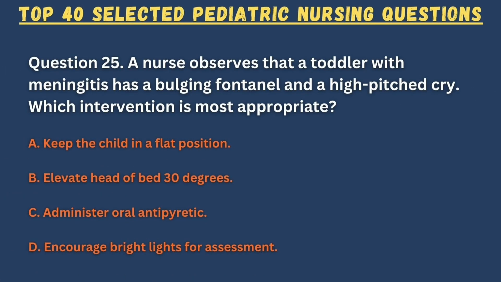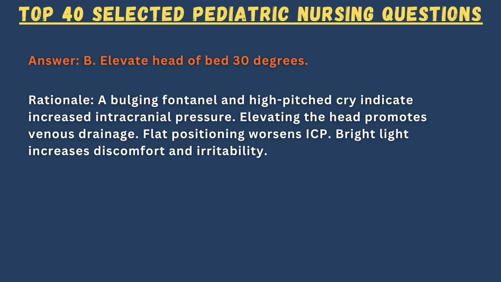Question 25. A nurse observes that a toddler with meningitis has a bulging fontanelle and a high-pitched cry. Which intervention is most appropriate? A. Keep the child in a flat position. B. Elevate head of bed 30 degrees. C. Administer oral antipyretic. D. Encourage bright lights for assessment. Answer. B. Elevate head of bed 30 degrees.